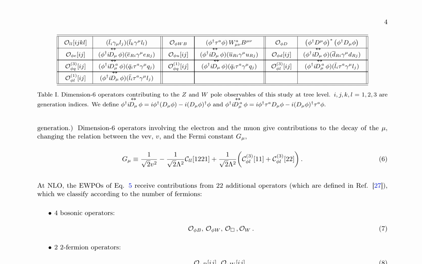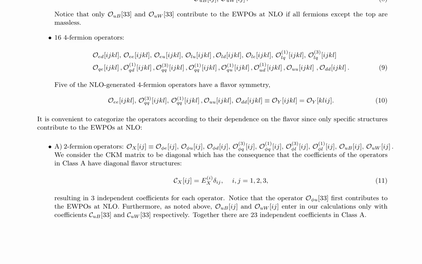The explicit forms of the operators contributing to the EWPOs at tree level and NLO are listed in Table I and Ref. 27, respectively. The operators modify the couplings of the Z and W bosons to fermions, and their effects on the measured quantities are given in Appendix A of Ref. 27. The relation between the V_F, V, and the Fermi constant G_F is also affected by the dimension 6 operators involving the electron and the muon.